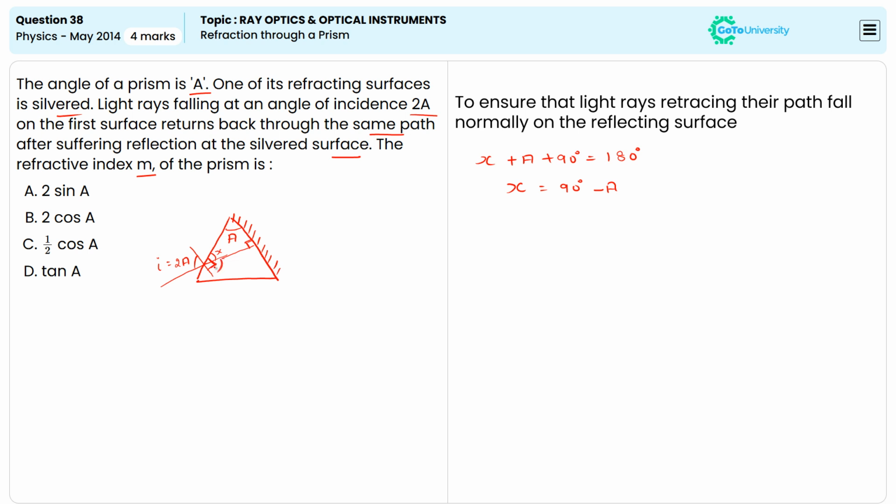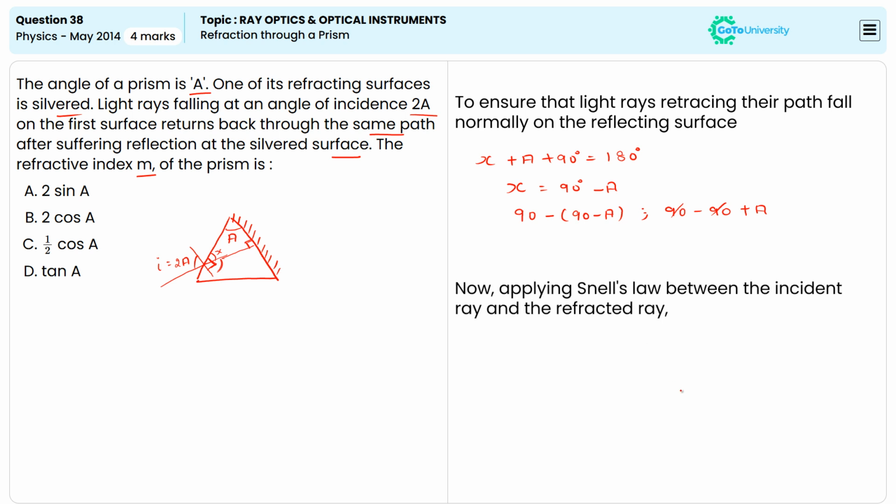What about this angle we need to find? This angle is 90 minus X, that is 90 minus 90 plus A. The 90 gets cancelled, and this angle is equal to A.